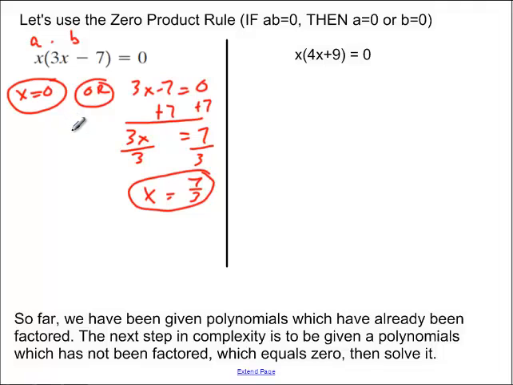So let's double check. If x equals 0, 0 times whatever it wants to be equals 0. X equals 7 thirds. 7 thirds times 3 is 7. 7 minus 7 equals 0. There's 0 times whatever it wants to be equals 0. Yep, so that's good.